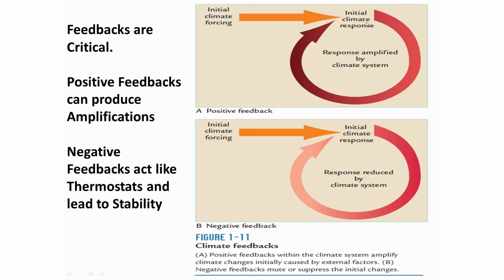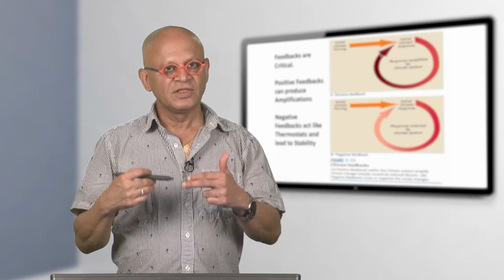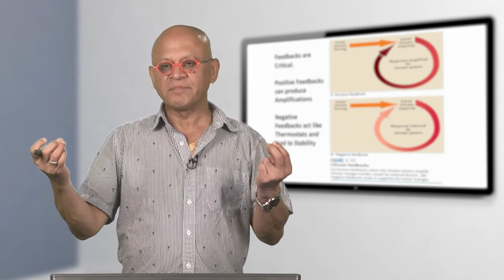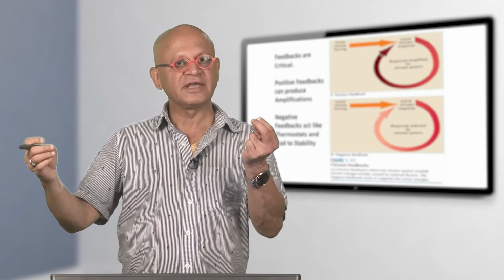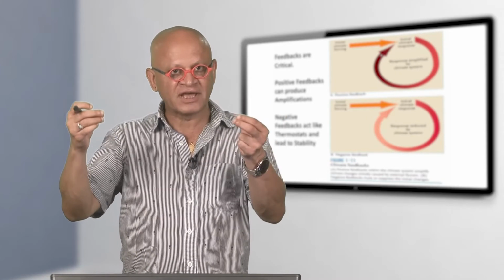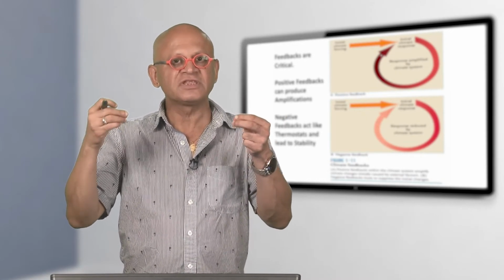So the initial climate response happens to the change in incoming shortwave radiation, the amount of outgoing longwave radiation changes, net energy balance changes, global mean temperature changes, and if the response is amplified by the climate system, then you can have what is called a positive feedback. Think of an example of a parent and a child. A child gets cranky and the parent shouts at the child, then the child gets even crankier, the parent gets angrier.